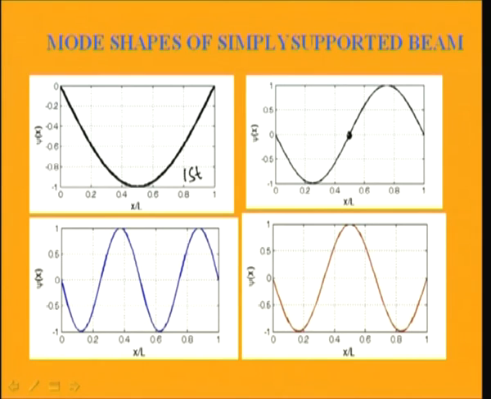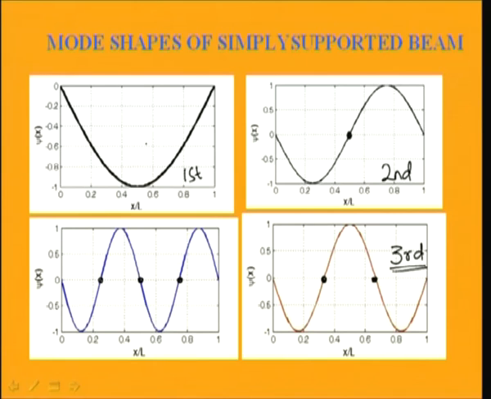Similarly, for the third mode, you can see there are two nodes present. And in the fourth mode you can find there are three nodes. In the first mode there is no node present. This is the fundamental case, the first or fundamental frequency.